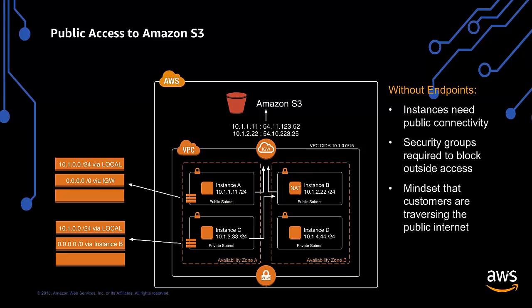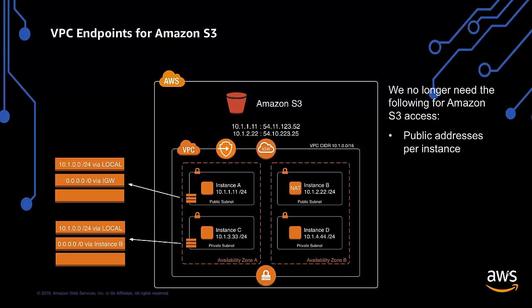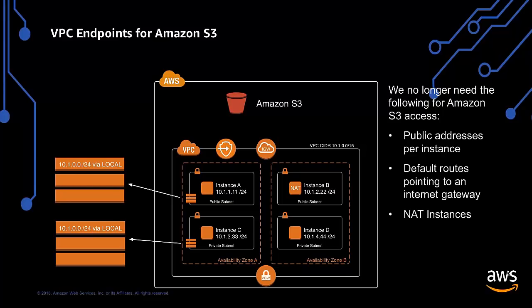So that's where endpoints come in. If we take a look at endpoints for S3 for this example, we will no longer need these things. We will not need public addresses to get to S3 anymore, so we can take those away. We don't need default routes pointing to the internet gateway. We don't need to run this NAT instance anymore, or NAT gateway. And we'll end up becoming simpler. At this point, we can even get rid of your internet gateway, so now we don't have to worry about all of the internet concerns there.